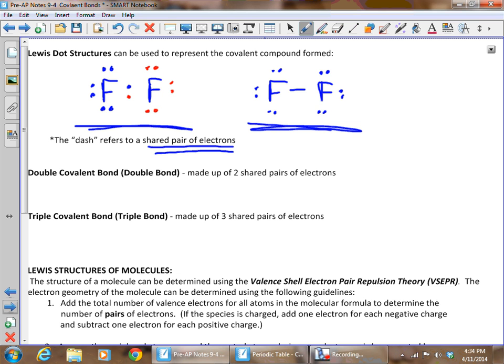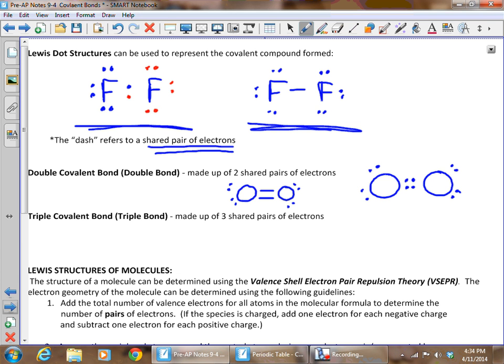Now, a double covalent bond is going to be made up of two shared pairs of electrons. So if you have something like oxygen, when oxygen hooks up, what's going to happen is that it's going to end up sharing two pairs of electrons. It's called a double covalent bond, or simply a double bond. I like it written again with dashes in the middle to represent those.